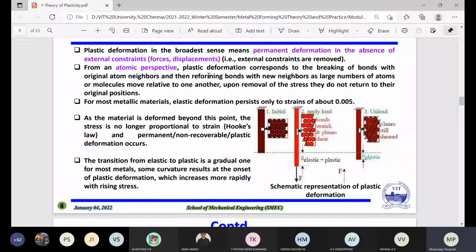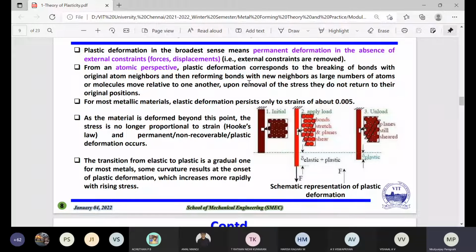So from an atomic perspective, plastic deformation, and one more thing I just told in the previous slide: after we initially apply the forces or the load, and after the plastic deformation, whatever external constraints you have, the forces or the displacement, you have to remove all of them, because there is nothing. This is now equilibrium, or this is now stable. From an atomic perspective, plastic deformation corresponds to the breaking of bonds with original atom neighbors and then reforming bonds.